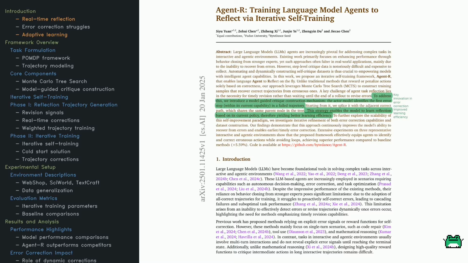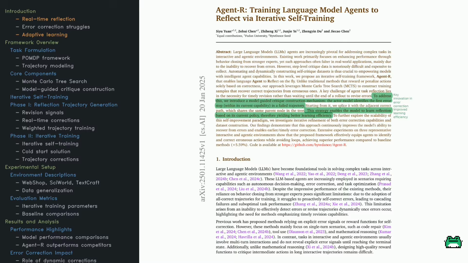So LLMs are becoming the go-to solution for all sorts of complex tasks, especially in these dynamic, interactive settings. But here's the catch. The usual ways we improve these models, like having them copy expert behavior, don't always cut it in the real world. Why? Well, because when these models mess up, they often fail to recover. One mistake leads to another, and boom, you've got a cascade of errors.